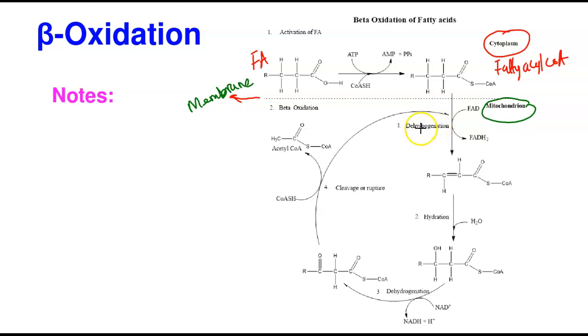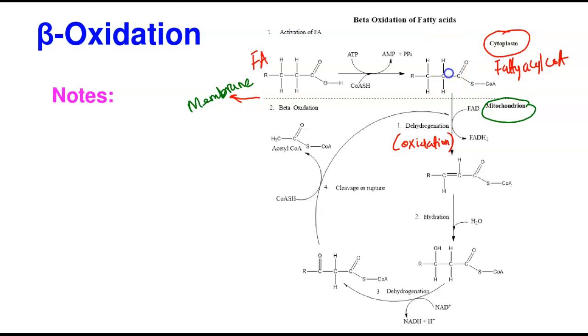Look at the first reaction. Reaction 1, reaction 2, reaction 1, reaction 2, reaction 3, and reaction 4. Reaction 1 is a dehydrogenation reaction. Remember, every dehydrogenation reaction simply means oxidation, because oxidation means removal of what? Oxygen. That's what happens. Let's see what happens here.